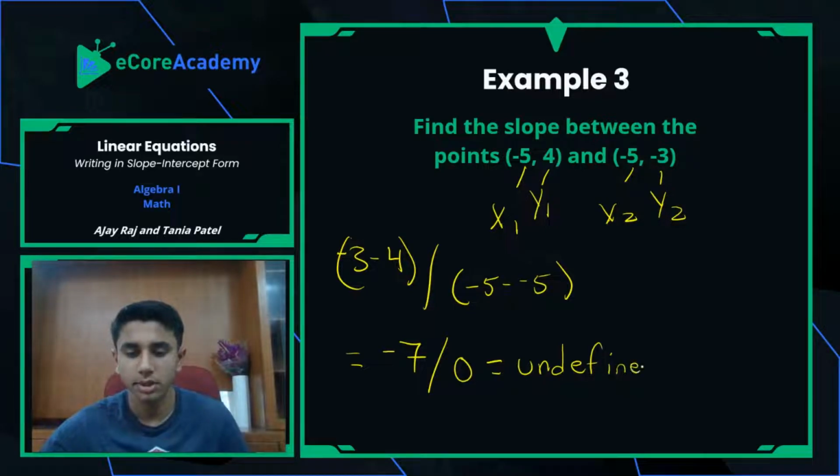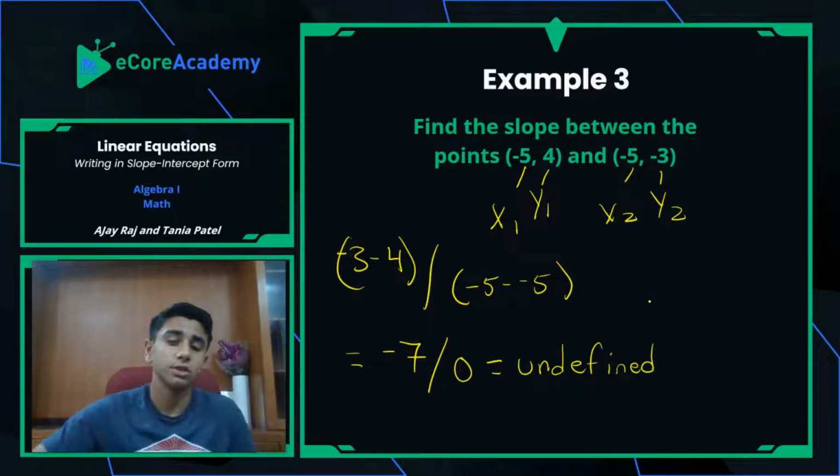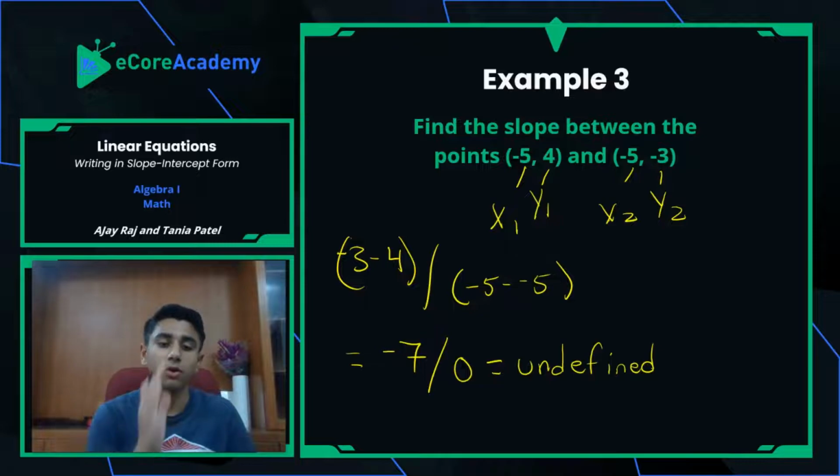Anything divided by 0 is always undefined. And in this case, since the slope is undefined, this is always going to be a vertical line going up and down.